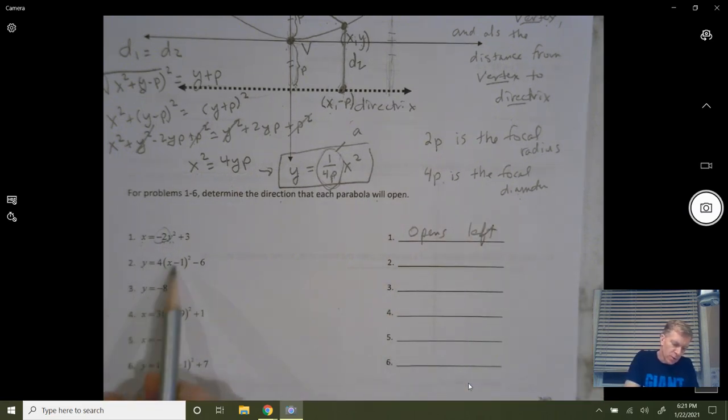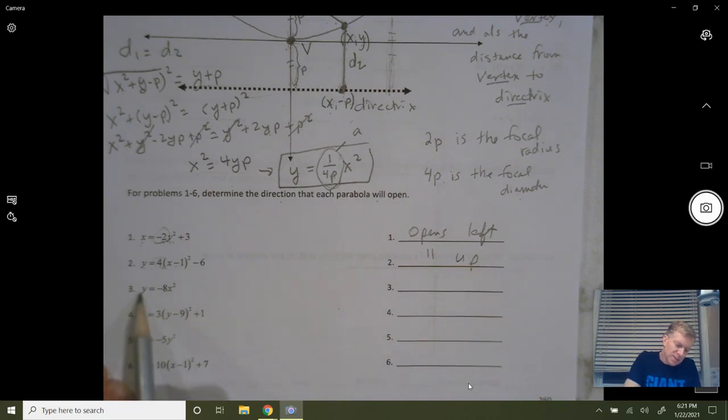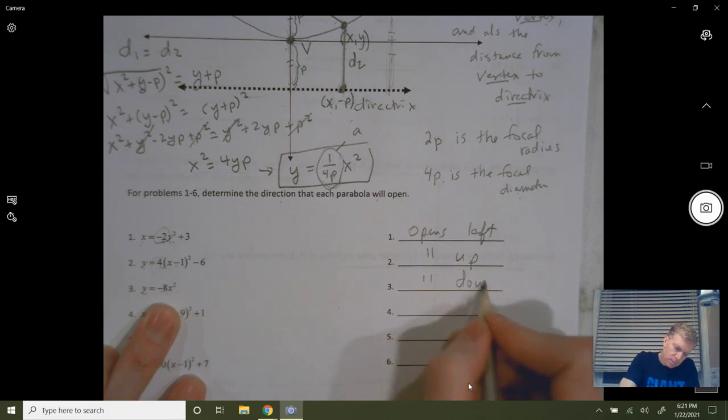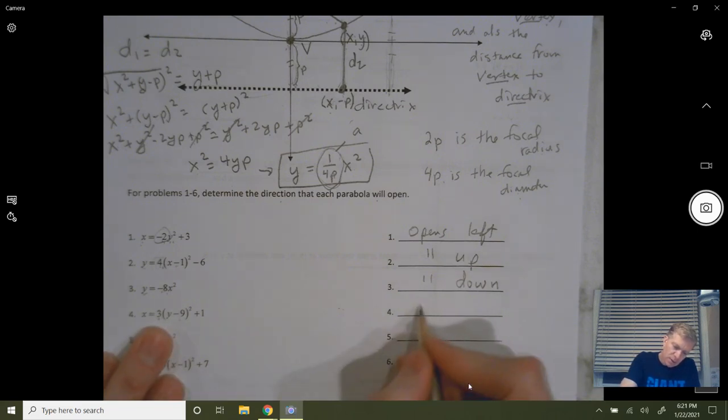y equals x squared. The y is not squared, the x is squared. That means up, down. Our a value, or the 1/4p, is positive, so that's going to open up. y equals negative 8x squared. y is not squared, the x is, so it's up, down. That value is negative, so it's going to open down. x equals y squared, so it's right, left. Your a value is positive, so it's going to open right.